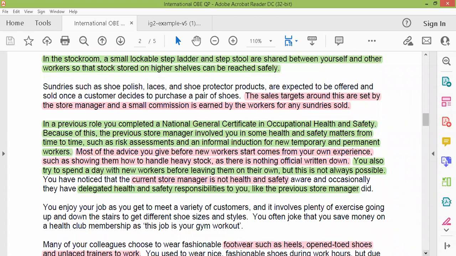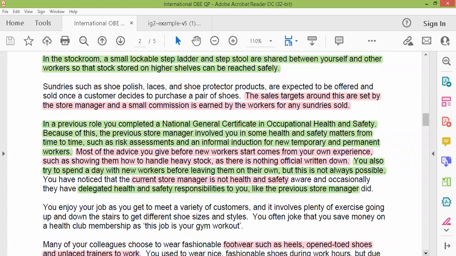Most of the advice you give before new workers start comes from your own experience, such as showing them how to handle heavy stock, as there is nothing official written down. This is totally negative, because you are giving the induction from your own experience. If your experience is wrong, that means your induction is wrong. There is nothing official, nothing written about health and safety, no procedure for inductions. You are only using your own experience and telling them how to handle heavy stocks.